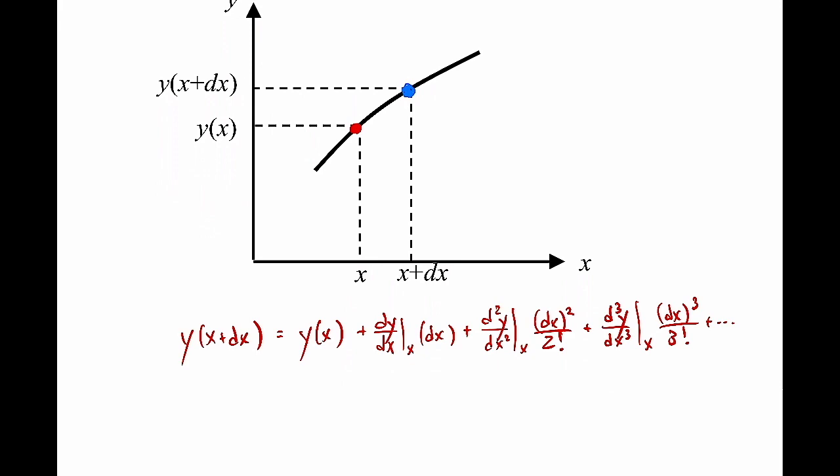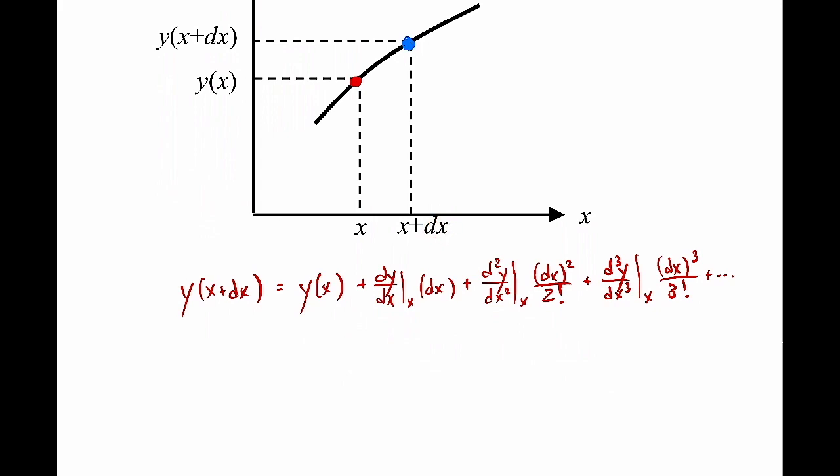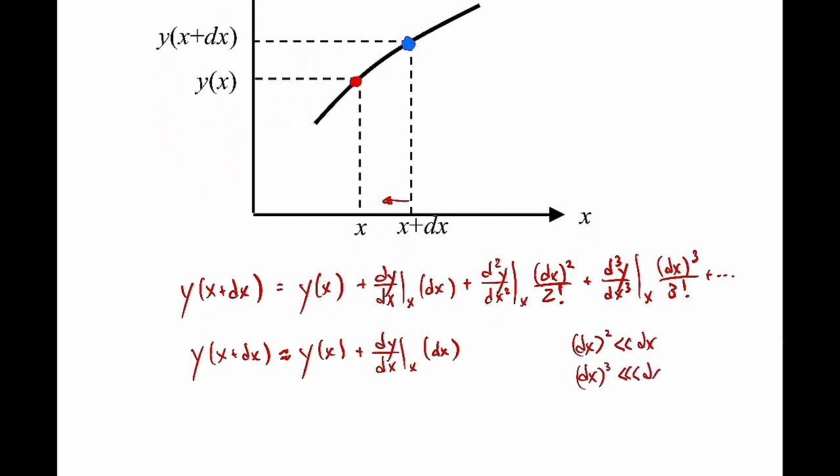You can do this idea, by the way, with multiple variables. We're just going to do it with one here. So that's the Taylor series approximation. Now you can see that as dx gets smaller and smaller, the dx squared and dx cubed terms get extremely small compared to dx. We call these higher order terms, and we can neglect them as dx gets small. So y at x plus dx will just be y at x, the original value, plus the slope of the curve at x, that's dy over dx, times dx. I'll put a little approximate sign there. This is as dx gets very, very small, because the dx squared term is much, much smaller than dx, and dx cubed is even smaller than that, and so on and so forth.